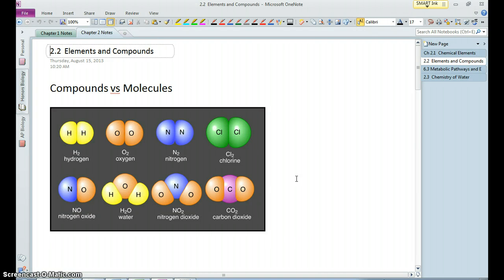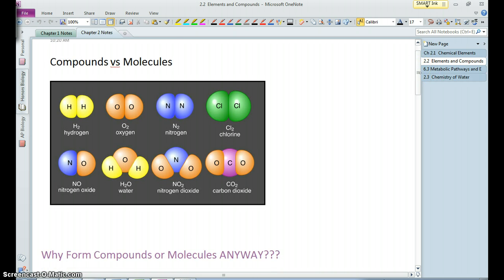Okay, so here, Chapter 2, Section 2, going to talk about elements, compounds, molecules. And so, as you know, atoms really don't like to be alone. They like to get together with other atoms and form molecules.